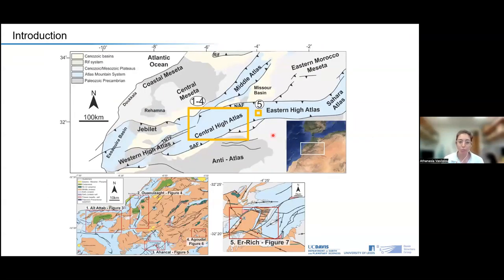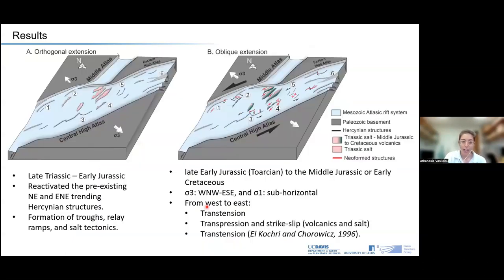So here are the places where I went, just to show where we are in the mountains of the central High Atlas. Here's Morocco, and we are in the central, and we went mostly in the central and the transition from central to eastern. And these are the structural maps, the geological maps, to have an idea.